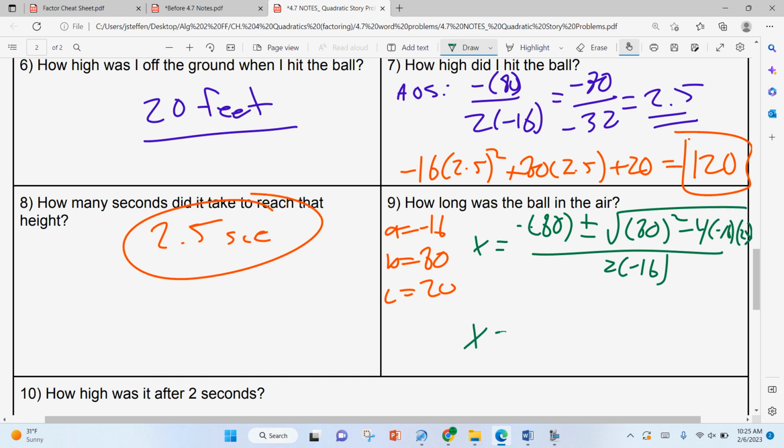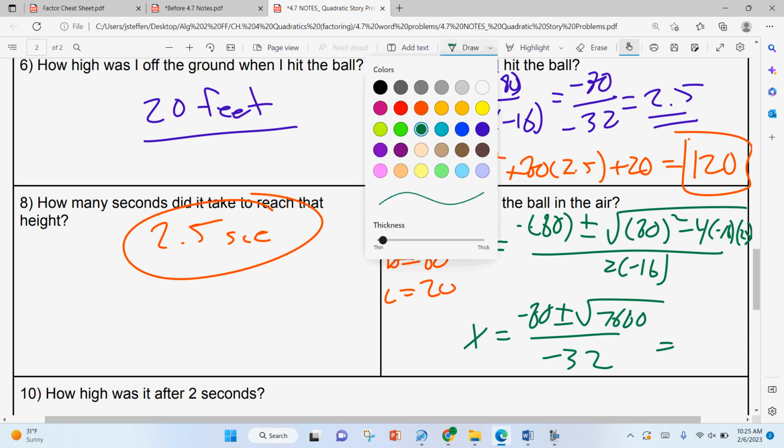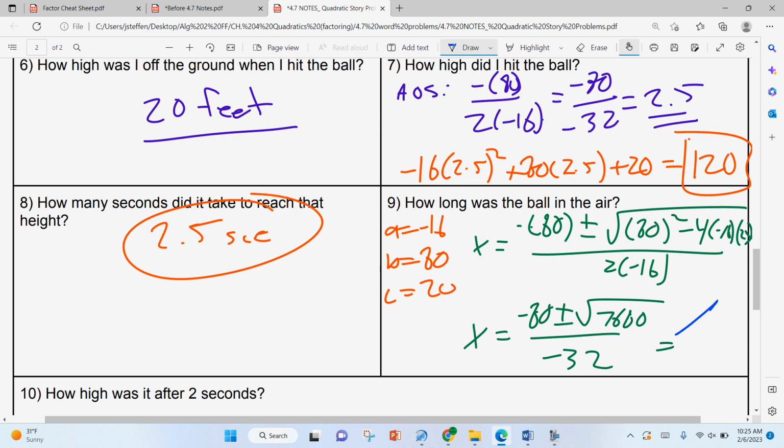Again, this is the part that I always do, but you can completely skip if you want. That's negative 80 plus or minus 80 squared minus 4 times negative 16 times 20. And then the answer to this one. So when you solve this, again, you get two answers, one with the plus, one with the minus. So negative 80 plus square root of 7680, that divided by negative 32 is negative 0.24.